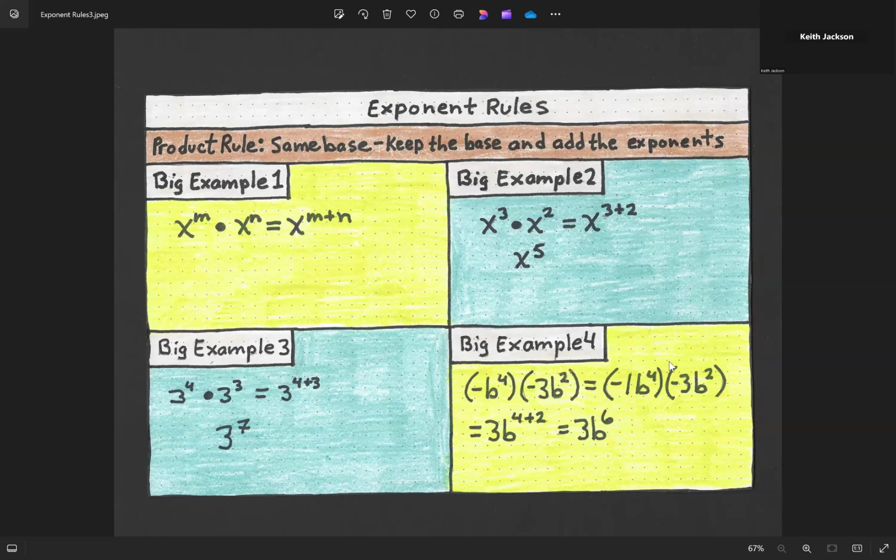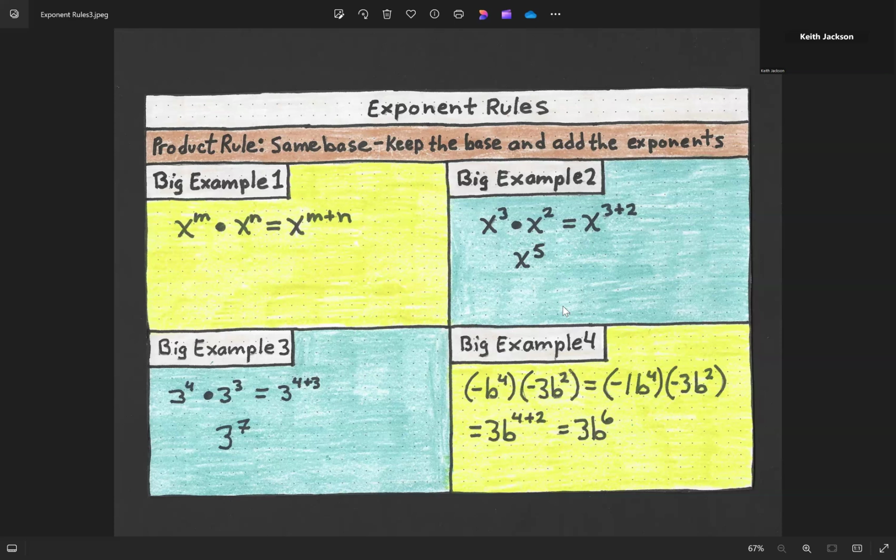And so now we have b to the fourth power times b to the second power, which is really the same as saying b raised to the fourth plus second power, which of course will give us b to the sixth power. And so now our final answer in this case would be 3b raised to the sixth power.